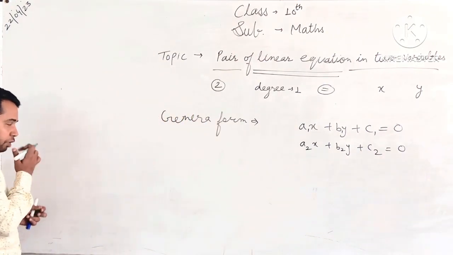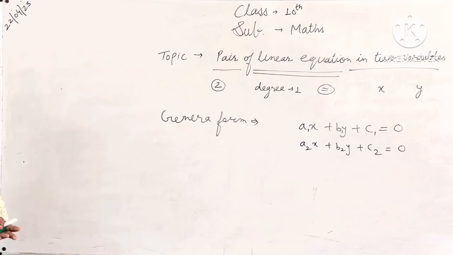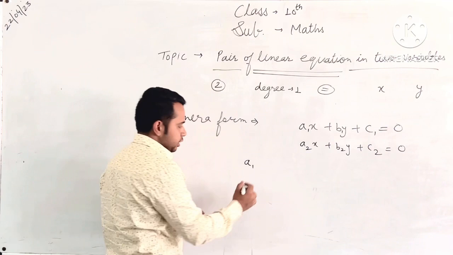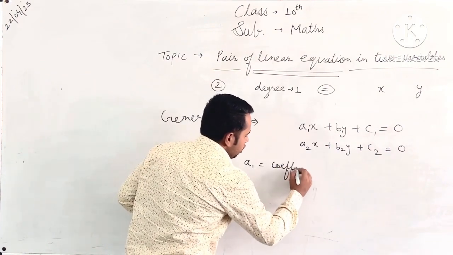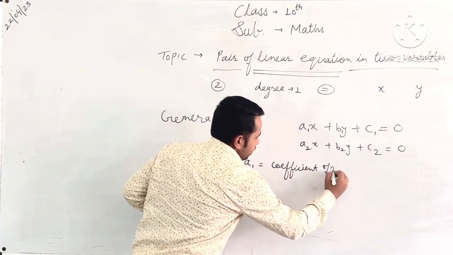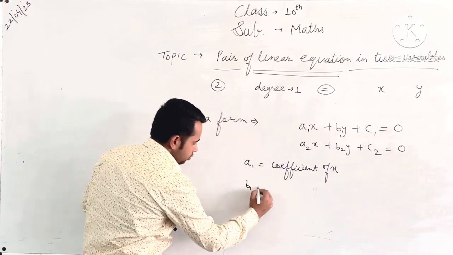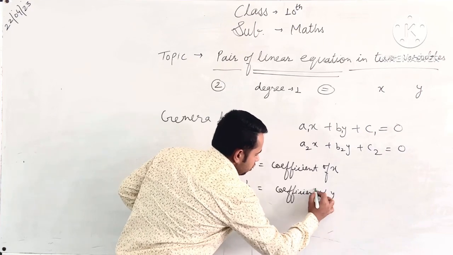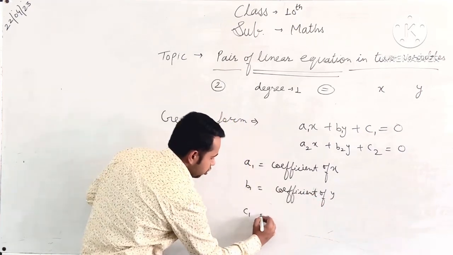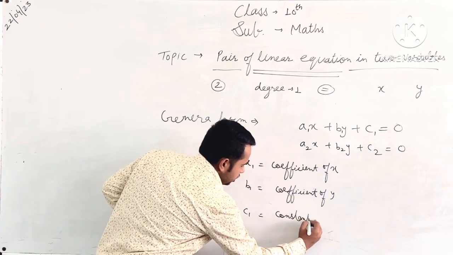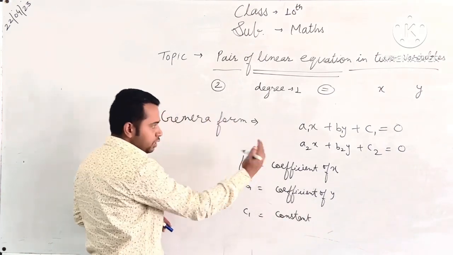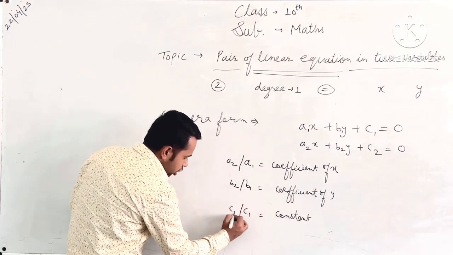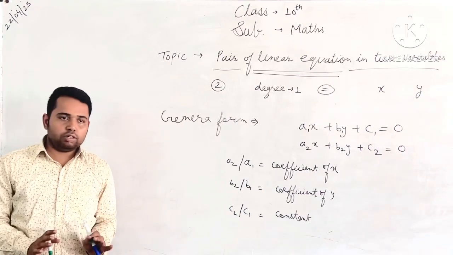The next is we will discuss what are these a, b and c. So what is a1? Coefficient of x. What is b1? Coefficient of y. Similarly, c1 is the constant term. Similarly, a2 is also the same like that one, b2 is also the same and c2 is also the same. Is it clear or not?